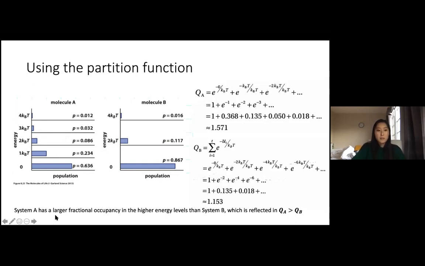So system A has a larger fractional occupancy in the higher energy levels than system B. And this is reflected in the partition function or partition coefficients. If you do the math using the equation from the previous slide and find the value of Q for each of the systems, you find that Q sub A is 1.571, Q sub B is 1.153. And so Q_A is greater than Q_B. And that makes sense because, as we saw, a higher Q means that the system has more molecules in higher energy levels.